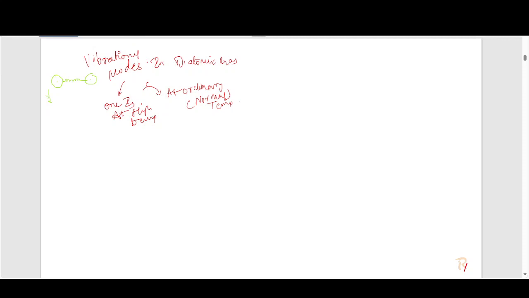With these two diatomic molecules, which have ½kx² plus ½mv², like kinetic energy and potential energy, these two energies can exchange like this. At high temperature we have two modes, and at ordinary temperature we have 0.